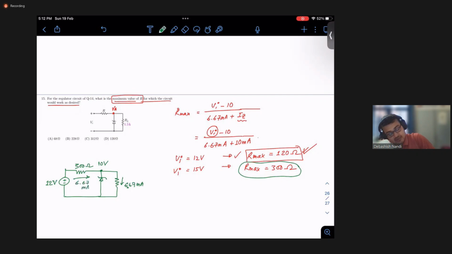Okay. So what condition do we violate here? The current through this is 0 ampere. So do we violate any condition here? The minimum current through the Zener diode should be 10 milliampere. Exactly, right. So the minimum current condition is violated. So this should not be taken, and we will not take this. So 120 ohm is the right answer.